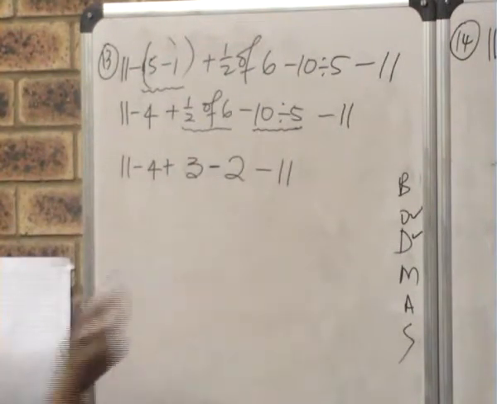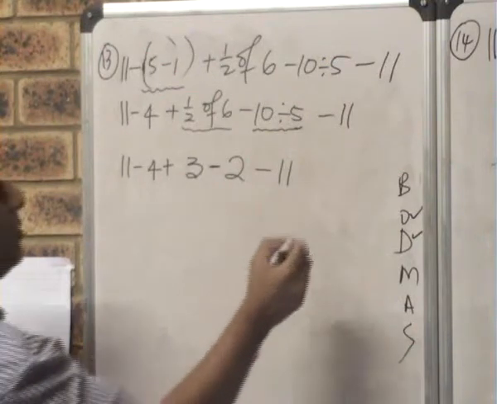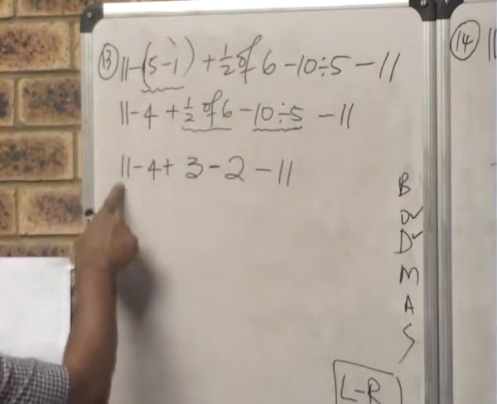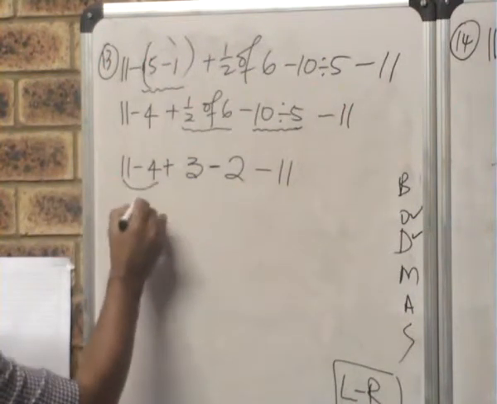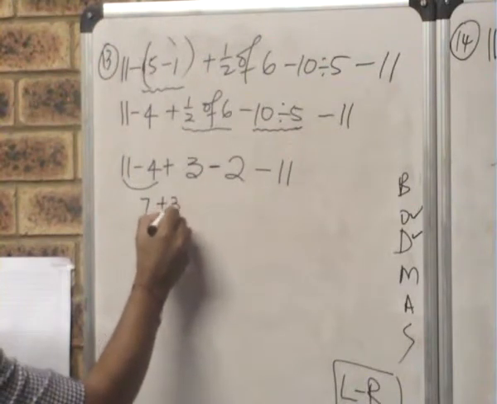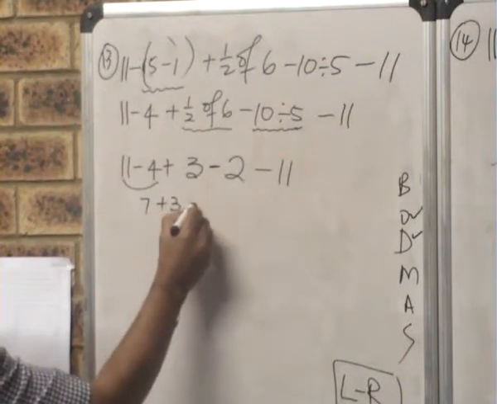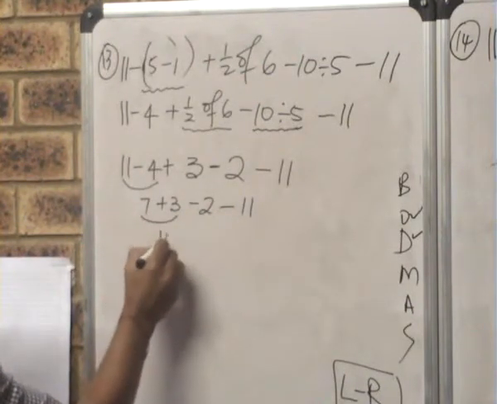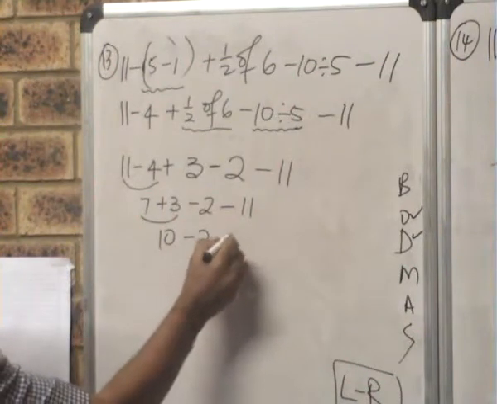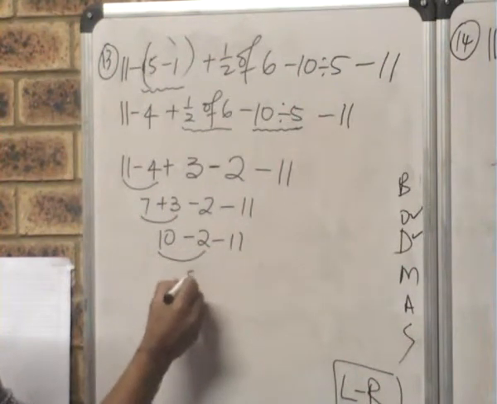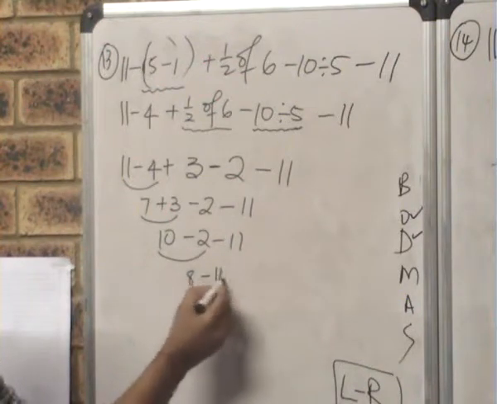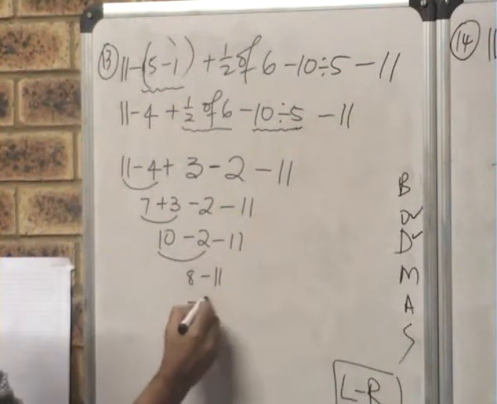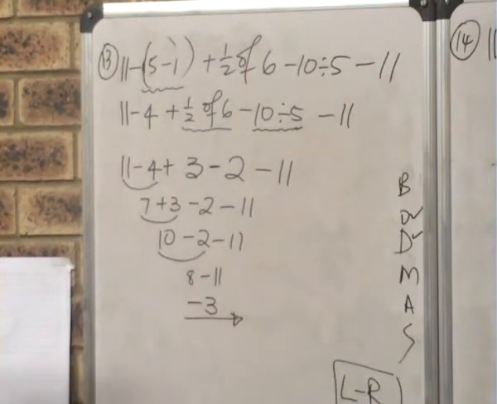So now I've got to add and subtract. So I have to move left to right. So 11 minus 4 will give me 7. Plus 3 will give me 10 minus 2 minus 11. Moving left to right, 10 minus 2 will give me 8 minus 11. 8 minus 11, I have 8, I owe 11, therefore I'll end up owing 3.